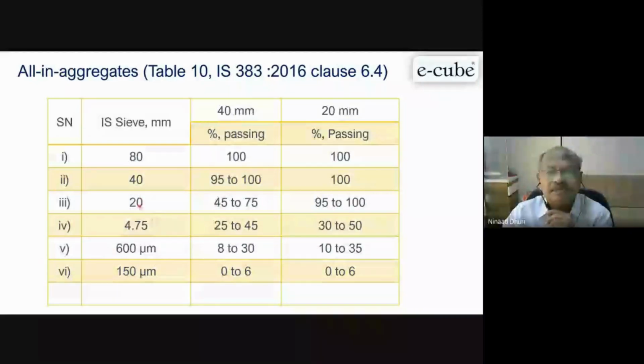So for this, here again 95 to 100. But here the overall grading is given, right from 20 mm to 150 micron. In the earlier slide we saw only 20 mm to 4.75. Now the limit is given up to sand, because in river beds sand also will come. So there also we can utilize this table, Table 10, and you can design a concrete accordingly.